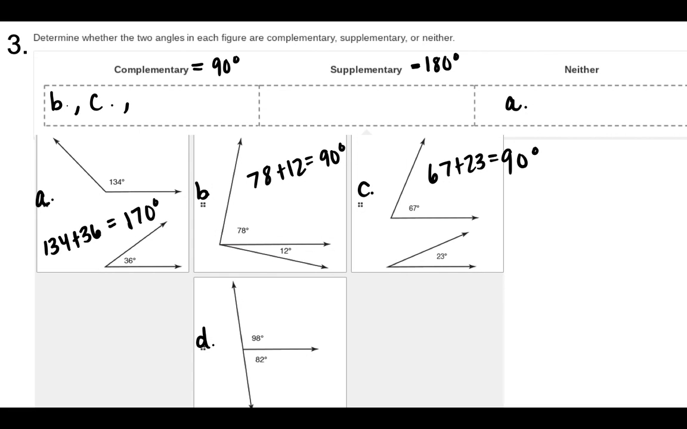And then we have D. We're going to go 98 plus 82. And 98 plus 82 equals 180 degrees, which, remember, supplementary angles add up to 180 degrees. So D goes there. Okay? So you should have B and C are complementary angles. D is supplementary. And A is neither.